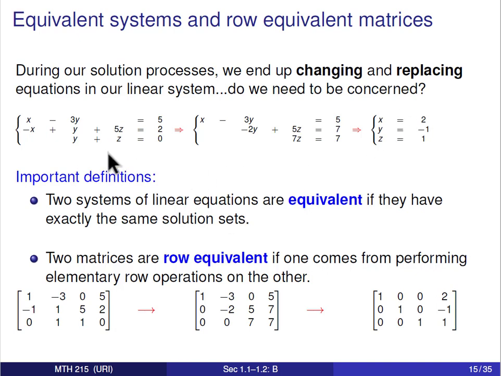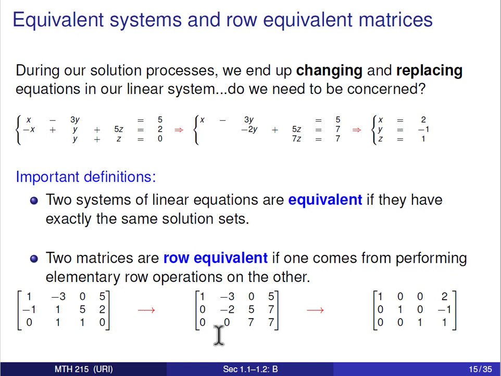And if the solution sets are the same, we'll say that the systems of linear equations are equivalent. Now, thinking about matrices, two matrices are row equivalent if one of the matrices comes from performing elementary row operations on the other. So we had started with this matrix corresponding to our original system, performing some elementary row operations. We ended up with this matrix that corresponds to this system, but it was all done through elementary row operations, and so we would say that these two matrices are row equivalent.